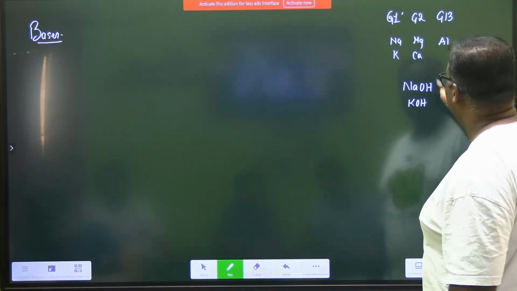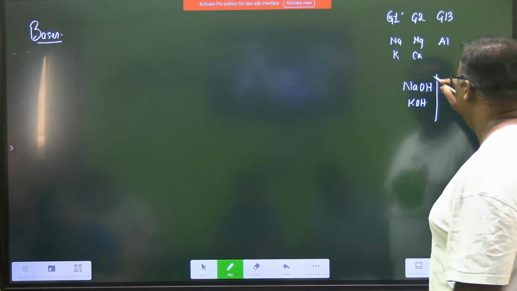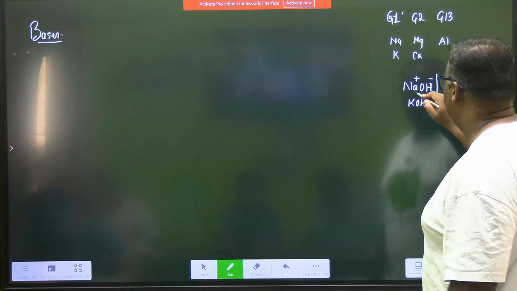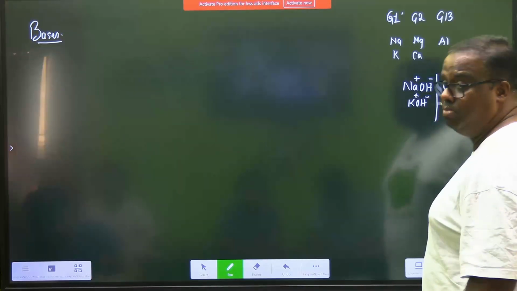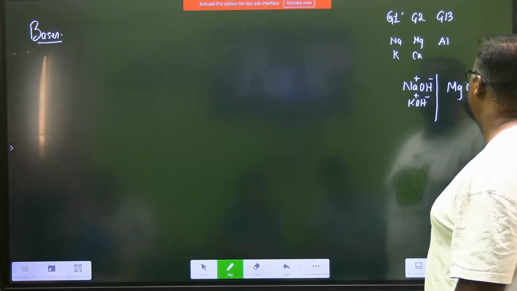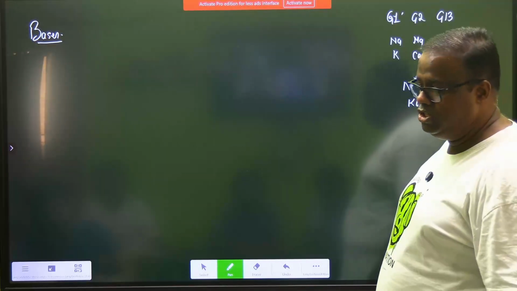Now if I come to group 2, I am having my bases. See, OH is always -1. This is group 1, so it's plus 1. Magnesium is +2. Therefore, the OH will become 2 because it has to be -2. Then only magnesium will balance it. This is known as magnesium hydroxide, Mg(OH)2.